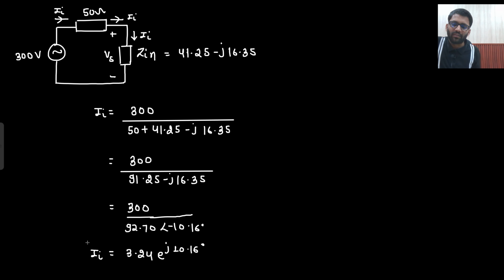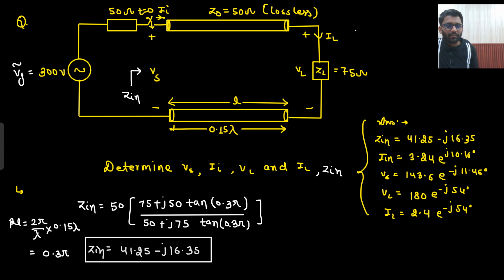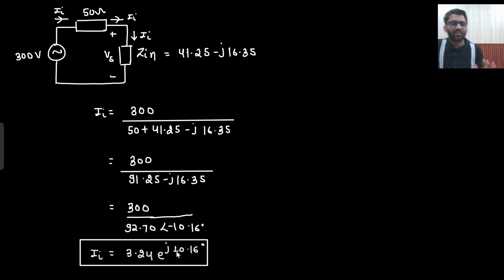Okay. So I in we have got now. At least this kind of calculation you should be able to do. They can mention Zin on their own in the examination, because this will be a bit complex. But if they mention Zin, then at least this kind of calculation you should be able to do quickly. Okay. Now what do we need to find? We need to find Vs.